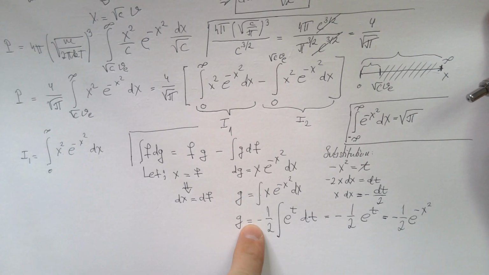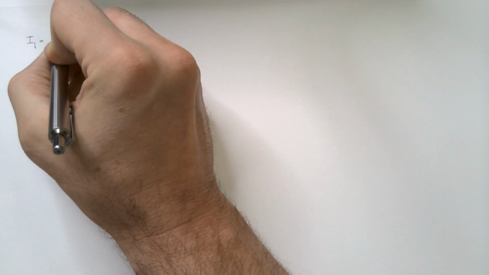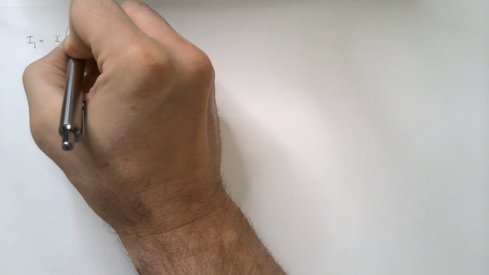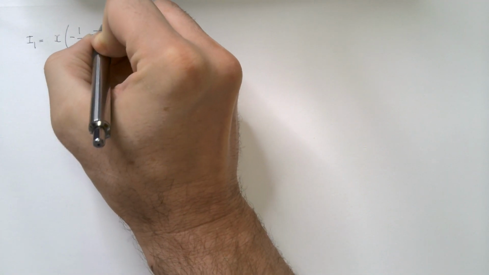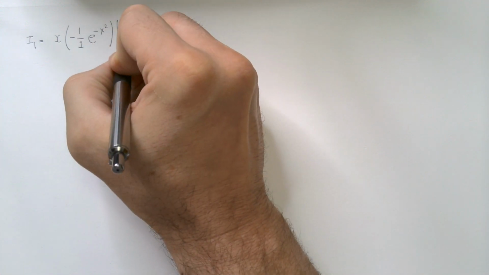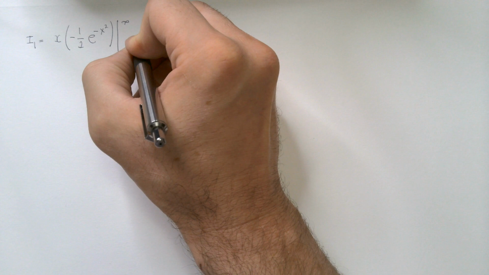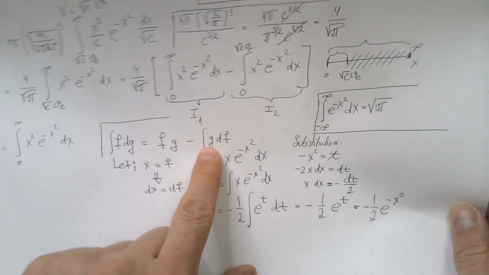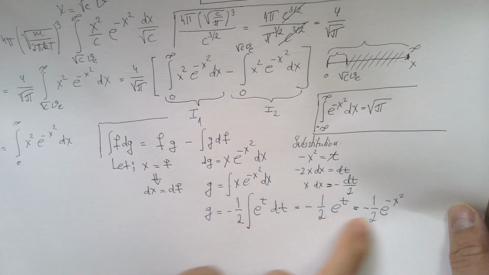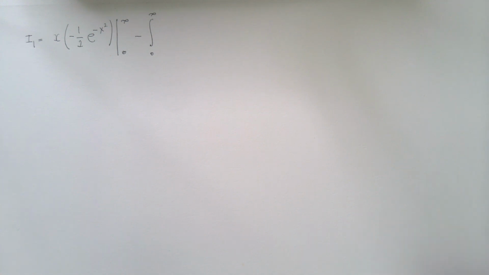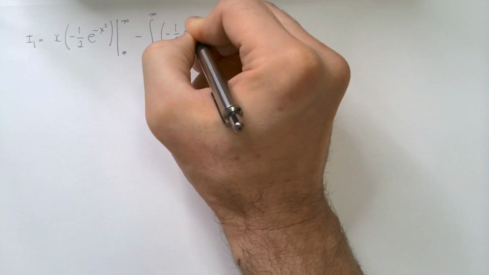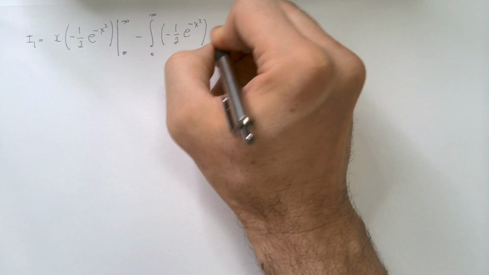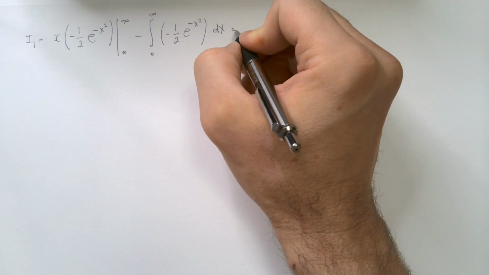So now with the solution of this integral g, I can go back to my integral I1, and I can write that the integral I1 is equal to f times g, but f was x, and g, I just showed you, is negative 1 over 2 e to negative x squared in the limits between 0 and infinity, minus the integral between 0 and infinity, and then kindly remember we have g df, and g is this and df is dx. So we have negative 1 over 2 e to negative x squared times dx.